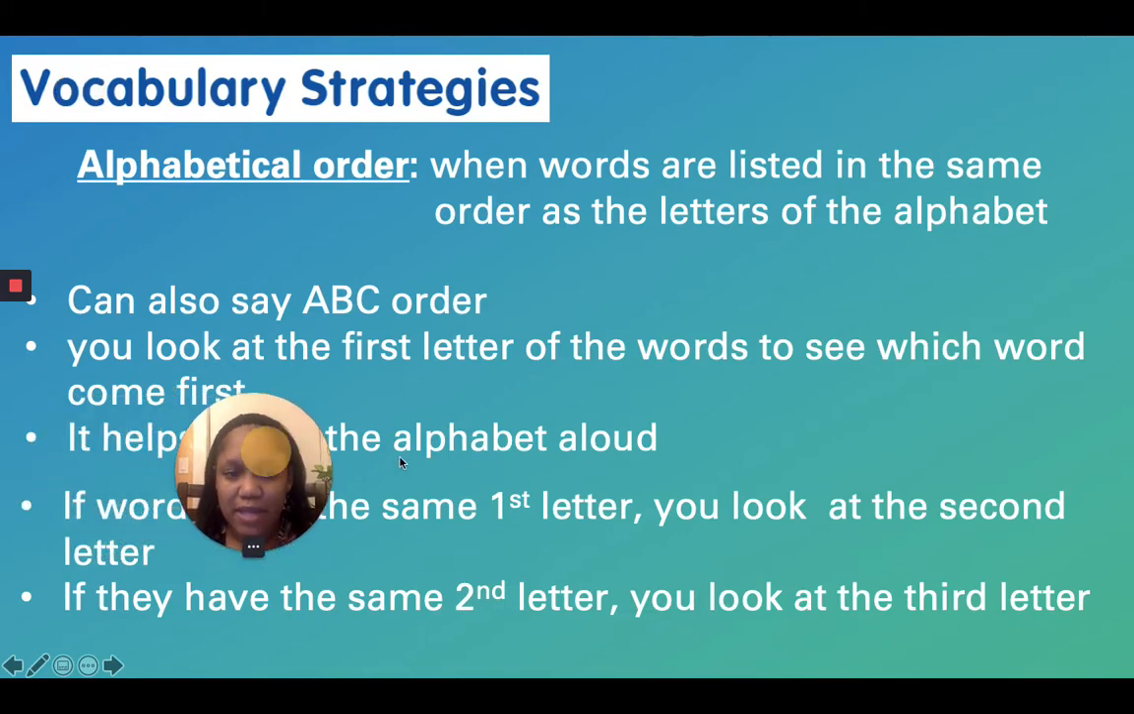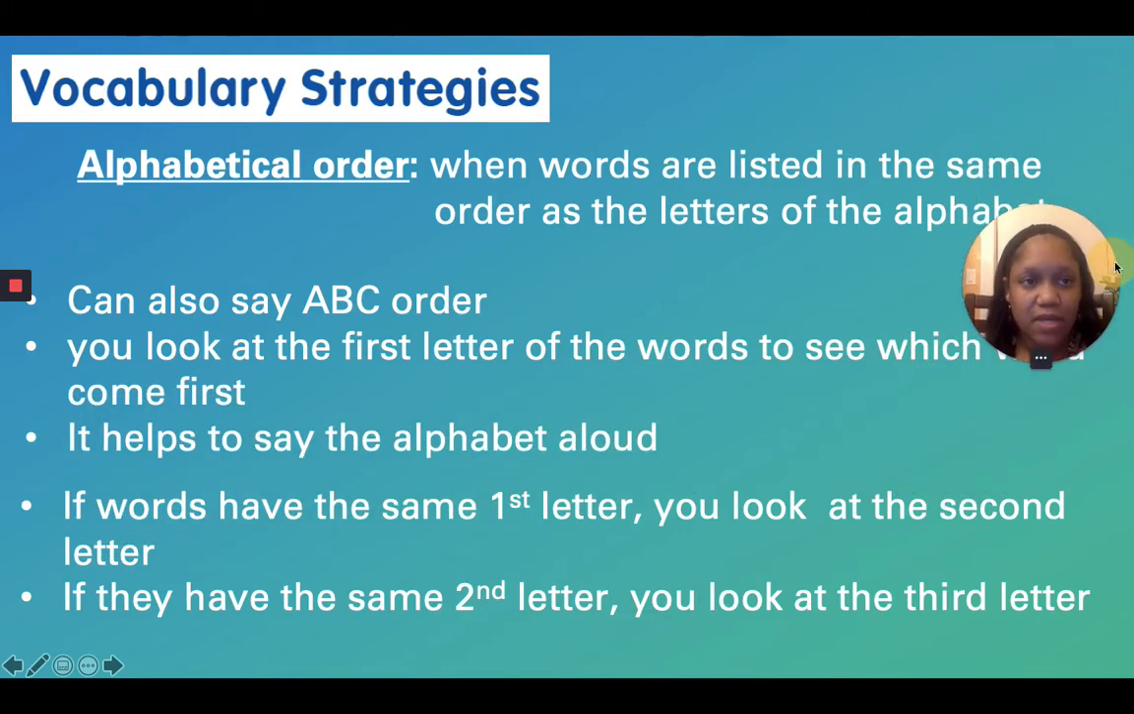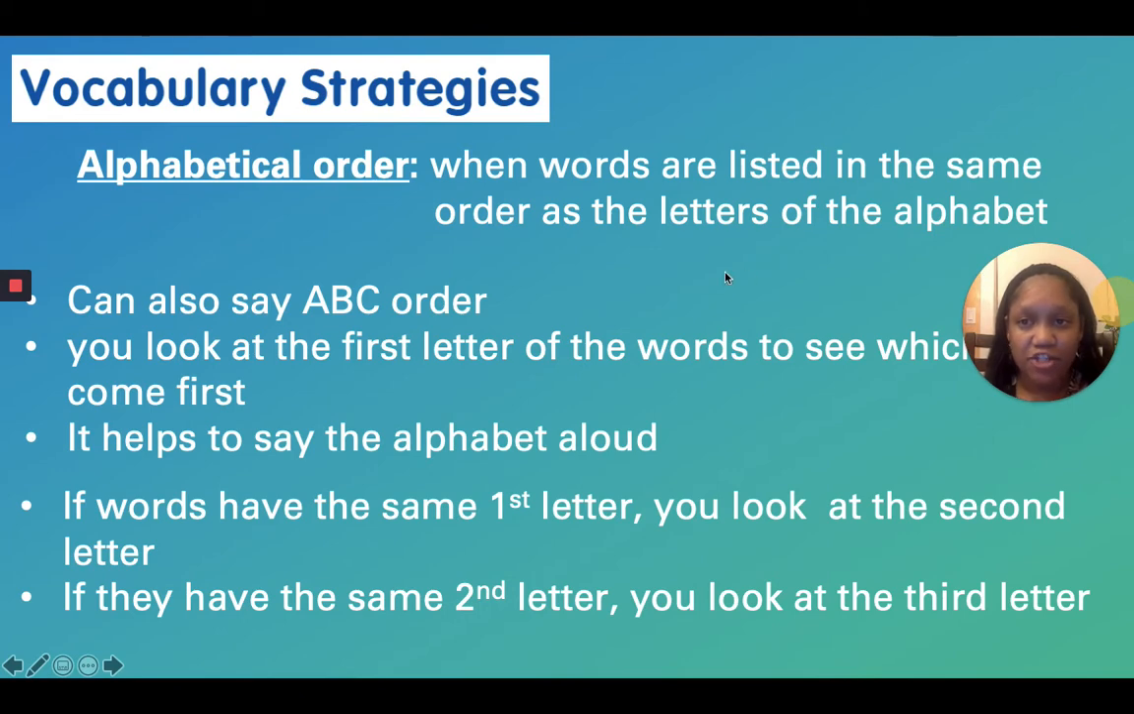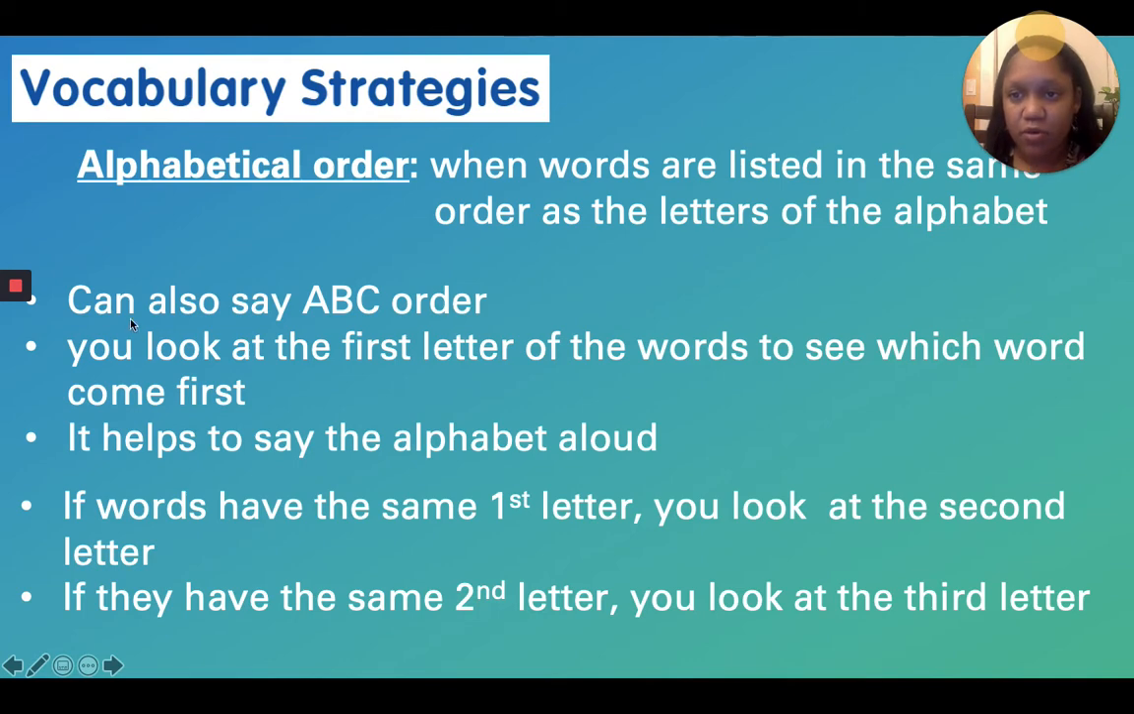We are going to look at our vocabulary strategy. Now, the vocabulary strategy is alphabetical order. Remember, that means when we put words in order by the first letter and we put them in A, B, C order, right? By the letters of the alphabet. Here are the things to remember. We can also call it A, B, C order. We can look at the first letter of all the words to see which word comes first.